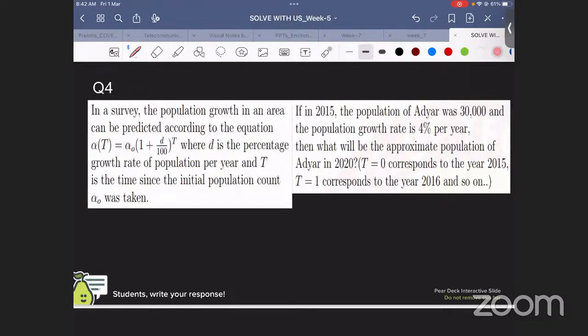So it's pretty simple. You have been given the equation at which the population is growing, in a survey. You have been given the growth percentage also, and then you have been given the time also. You just have to put it in and get the answer, I guess.